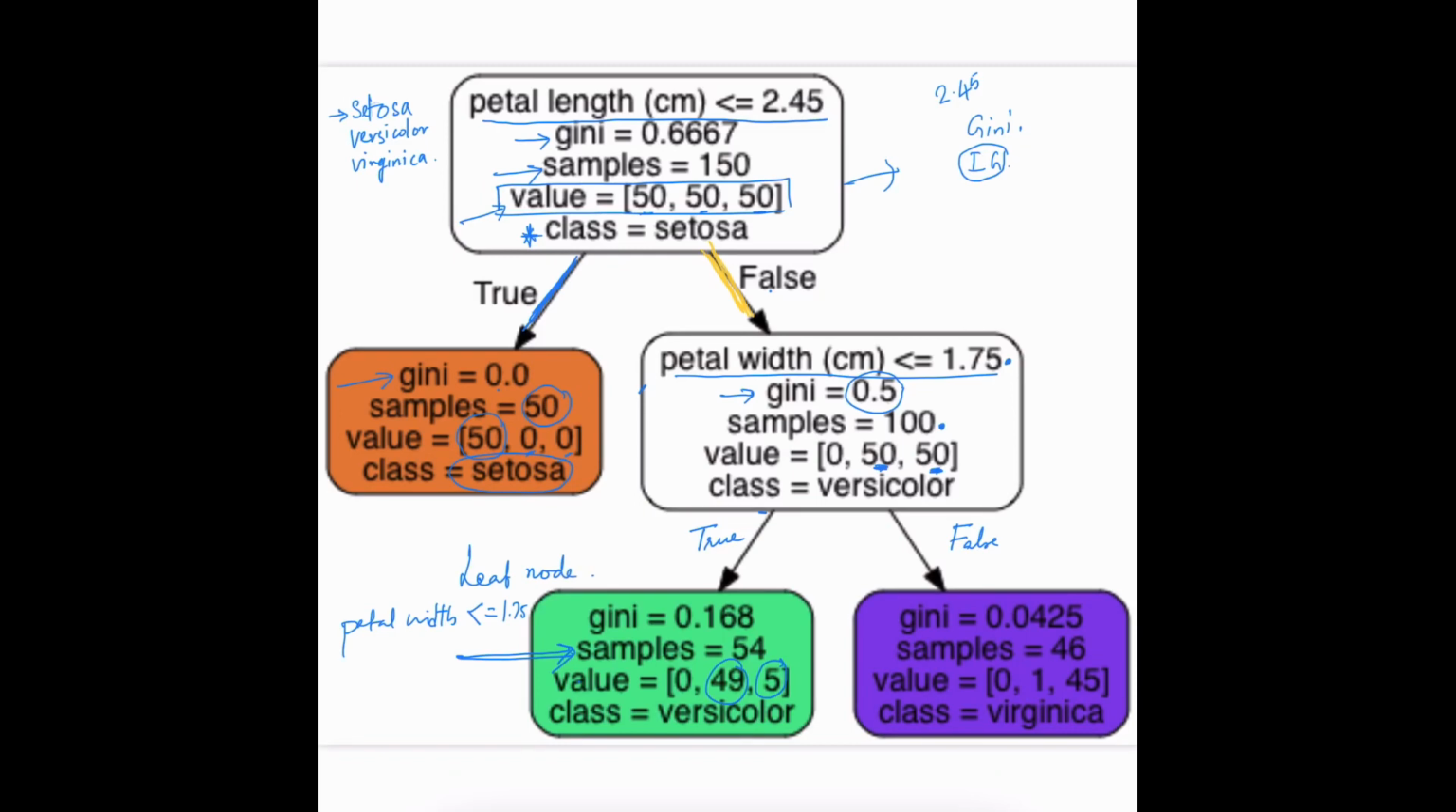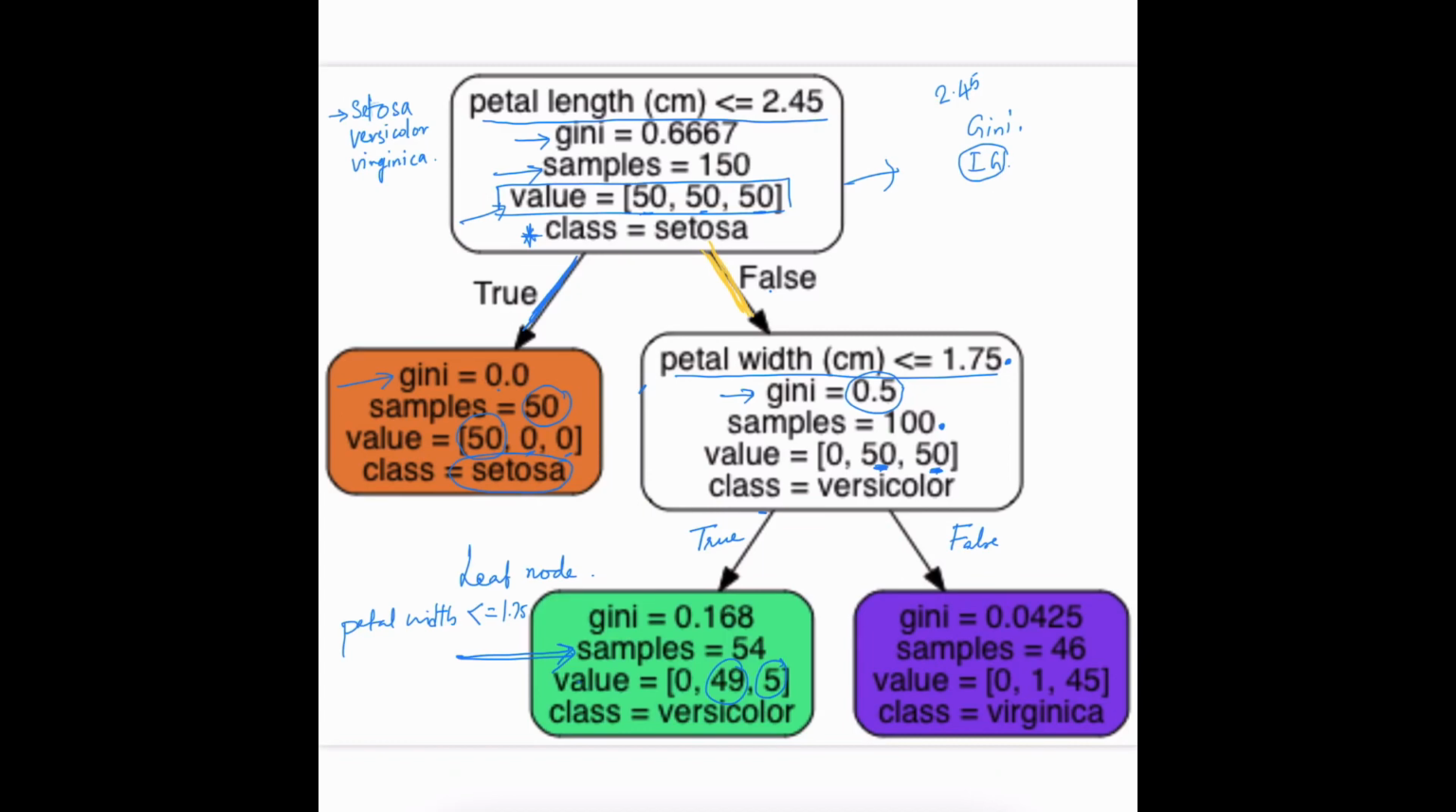Now we have versicolor and virginica, and we can see that versicolor is contributing way more in the number of samples than virginica. So based on that, the prediction would be versicolor. So if we were to traverse this path reaching the green node, our prediction would be versicolor.